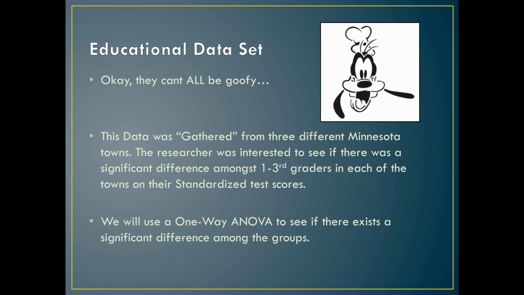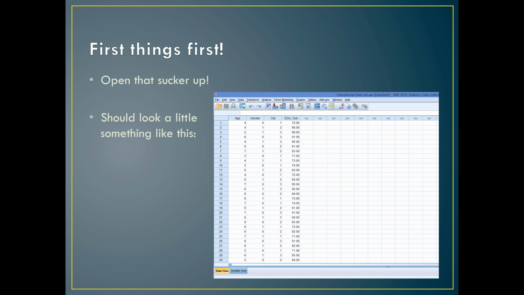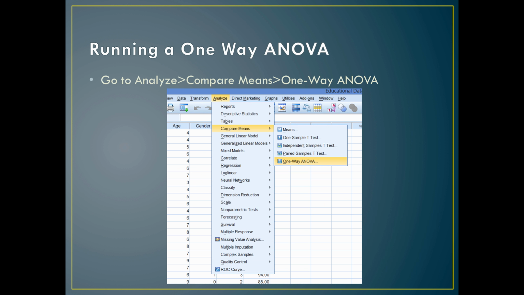Okay, so this particular data set compares three different cities on standardized test scores between first and third graders, okay, in a single town. And we want to see if there's significant differences between those three towns. So this is what your data looks like. And the way you run an ANOVA is like always, you're going to be going to your Analyze menu, Compare Means. You're going to be scrolling down to One-Way ANOVA.